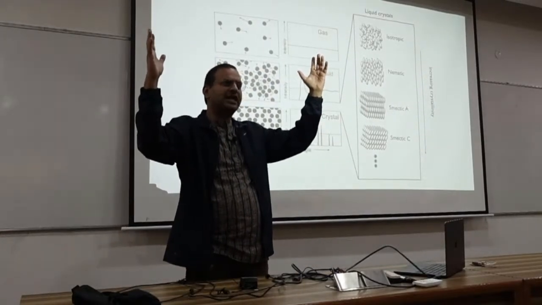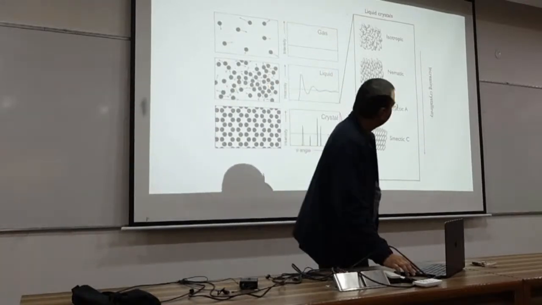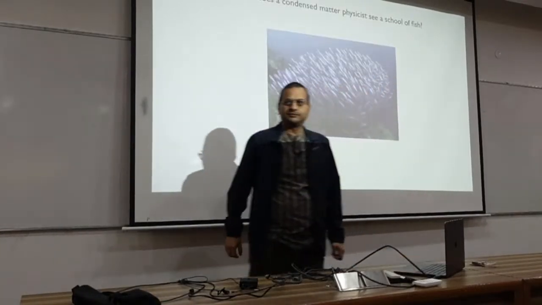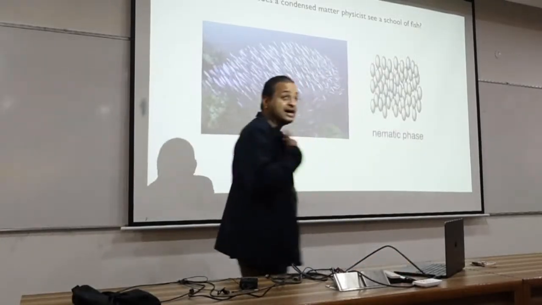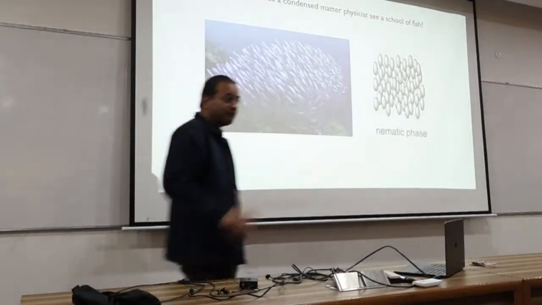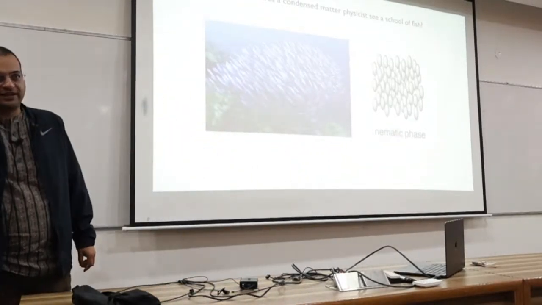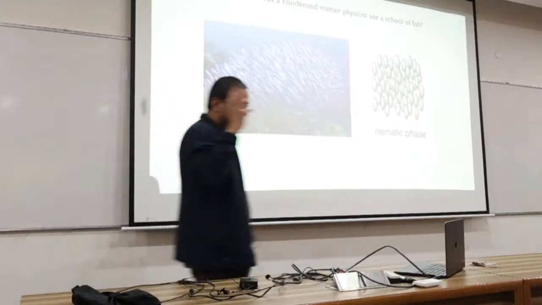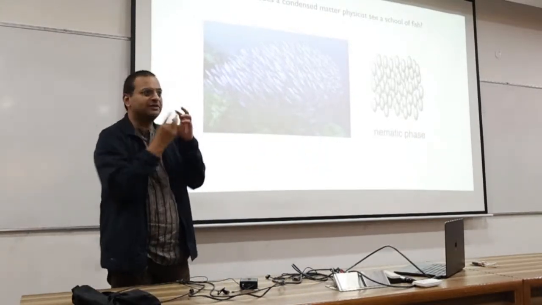Okay? This is called a nematic liquid crystal. So what does a physicist see when he sees a school of fish? I am seeing a nematic phase over there. So I am viewing biology from a slightly different, twisted way. As a physicist, I am viewing that in a wonky way. I am viewing them as rod-like molecules.